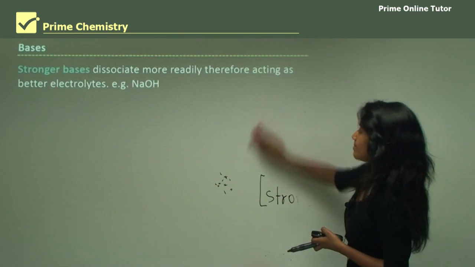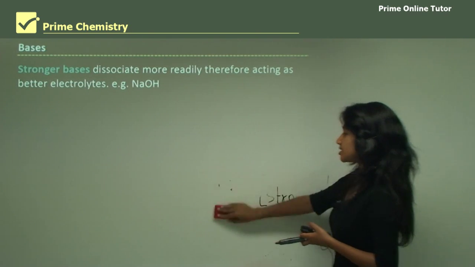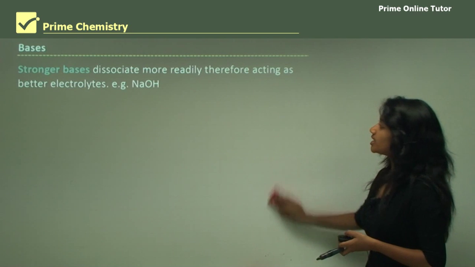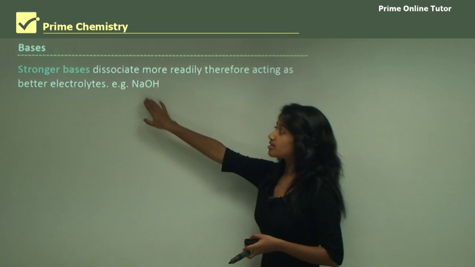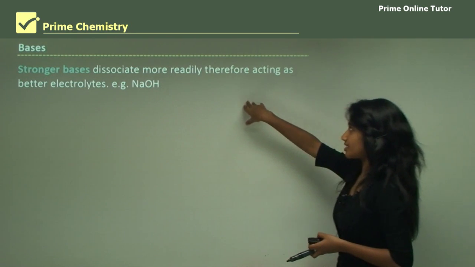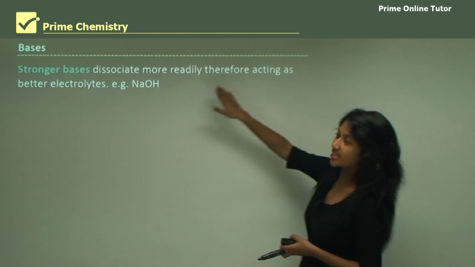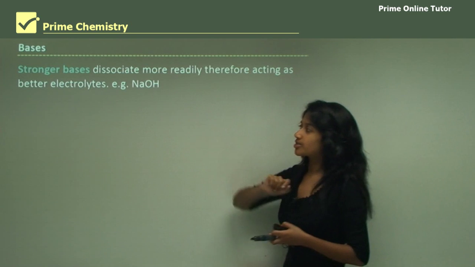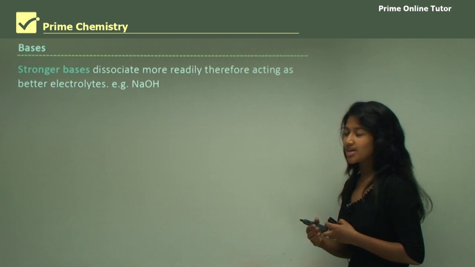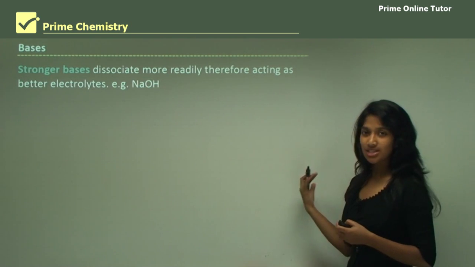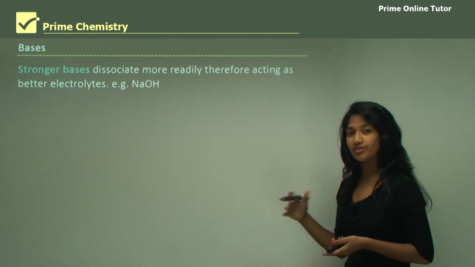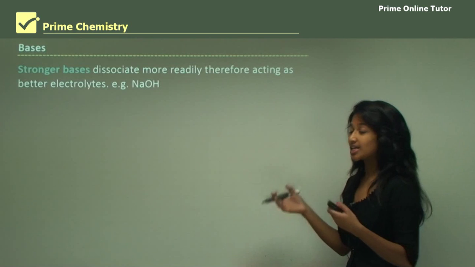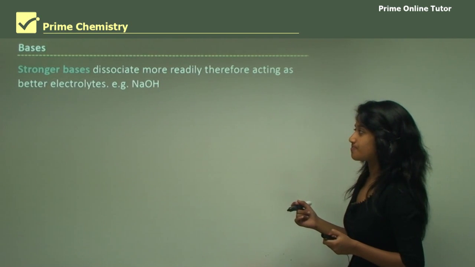Now let's look at bases. Bases have a very similar approach because we're looking at the dissociation of it. So strong bases dissociate more readily, therefore acting as better electrolytes, for example, sodium hydroxide. Sodium hydroxide is a strong base, meaning that it fully dissociates. In other words, all of the base molecules are going to dissociate into their cation and their anion.